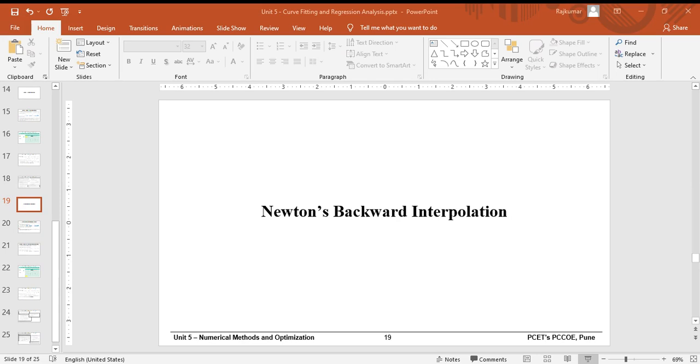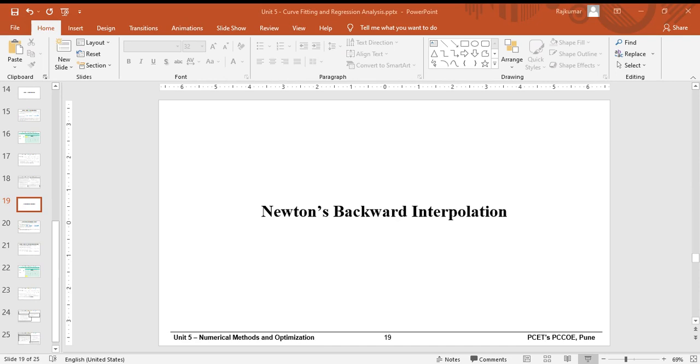So when you look at the values of x, you will see there is a constant interval. So for the given data set, you can easily guess that it is better to use Newton's forward interpolation or backward interpolation. Again, how to decide whether to go for forward interpolation or backward interpolation? For that, you need to check the asked value.